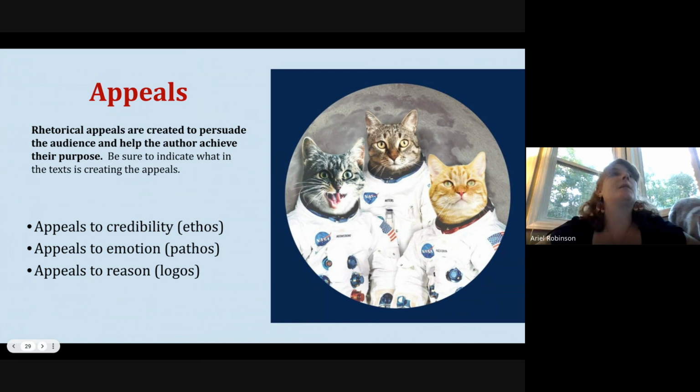If somebody is the president of the United States, we're going to trust what they have to say because they have that status, right? Then you appeal to emotion, use specific words and examples that get an emotional charge out of people. It's usually a very effective way to rhetorically persuade.